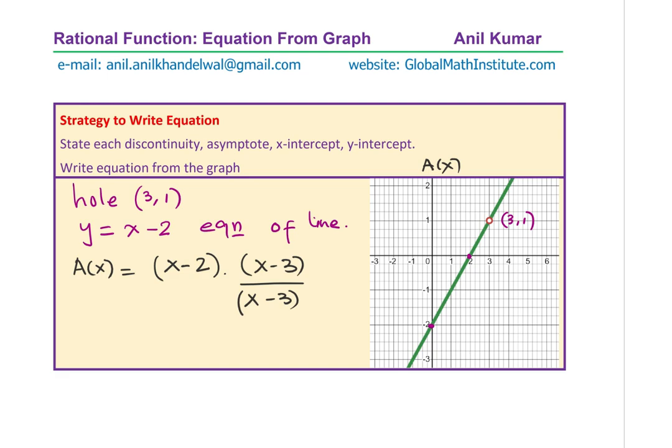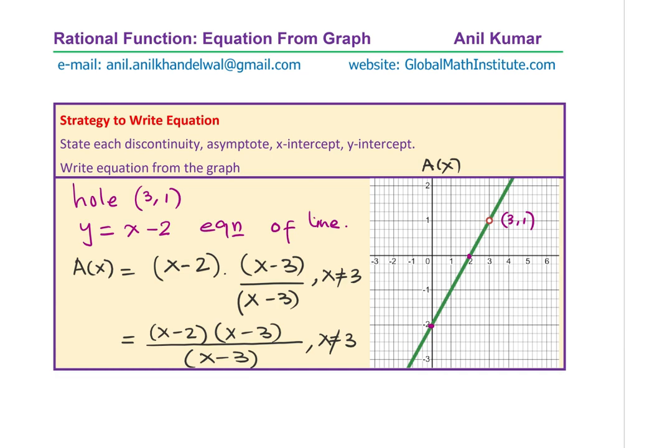You get the idea. Now we have a restriction that x is not equal to 3 because at 3 we have a hole, and therefore we have our result here that the rational function which represents this graph is (x minus 2) times (x minus 3) over (x minus 3), where, of course, x is not equal to 3, which results in the hole. So I hope this process is clear to you. So from the line and the hole, we could get the rational function.